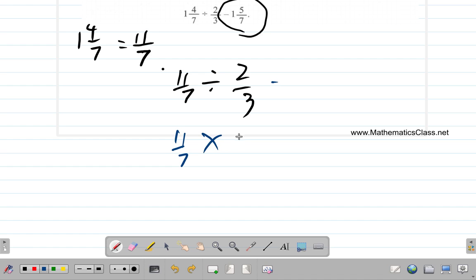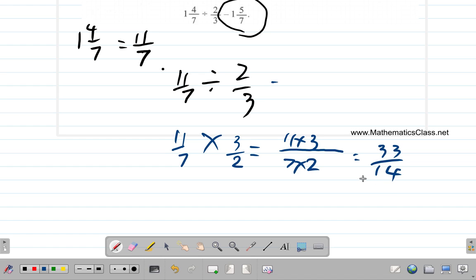You remember that? So the reciprocal of 2/3 is 3/2. The reciprocal of 2 divided by 3 becomes 3 divided by 2. So you say 11 times 3, 33 up top. You have to remember how you multiply your fractions: 11 times 3 up top over 7 times 2 down the bottom. So you have 33 divided by 14. You see it? So 33 over 14.